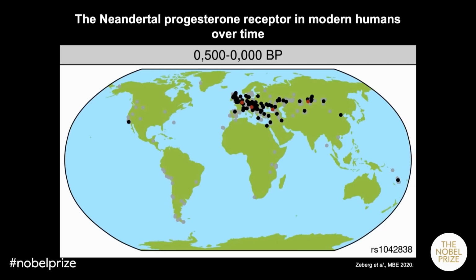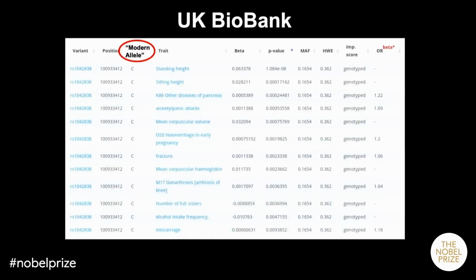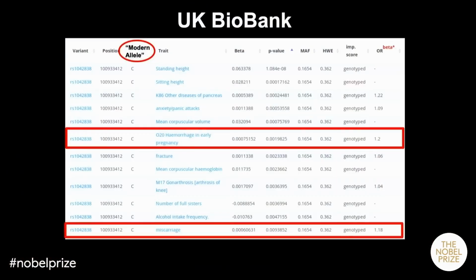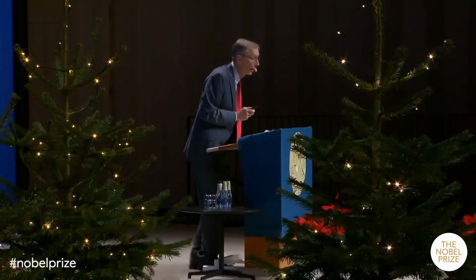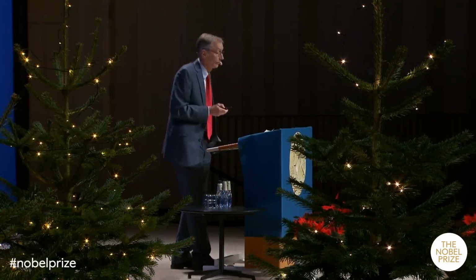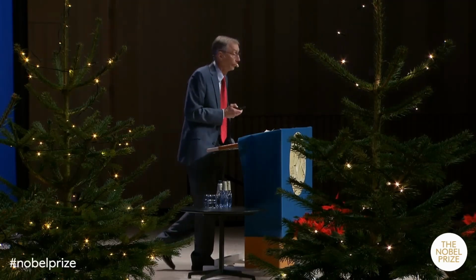So that then caused us to look again in the UK Biobank. And if we look at associations there now with the modern allele, the non-Neanderthal variant, what we find is that it is significantly associated with bleeding early in pregnancy, with miscarriages, and it is negatively associated with numbers of full sisters and actually brothers, but not significantly so. So this is then quite surprising. The non-Neanderthal version is actually a risk factor for miscarriages.